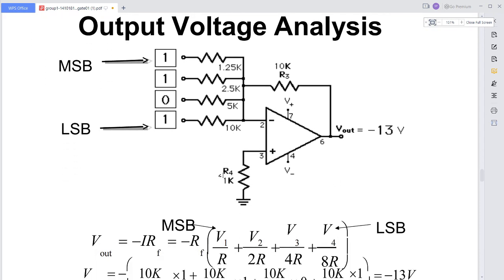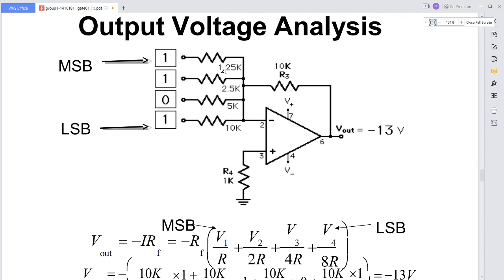Now we are going with some of the operation involved. See this one. This is a weighted resistor digital to analog converter. Four bits we have given. Assume the MSB is 1, and the total digital data is 1101. In decimal, 1101 is 13 only. Then we have to see whether it is providing 13 or not.